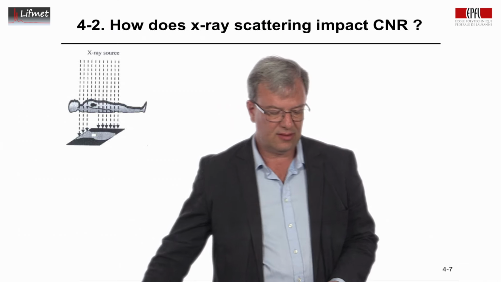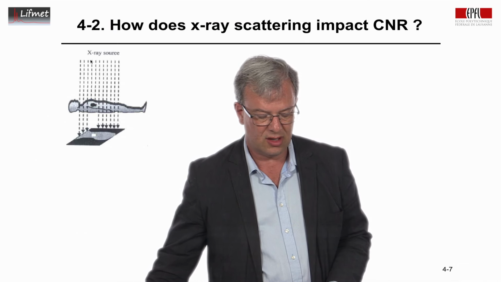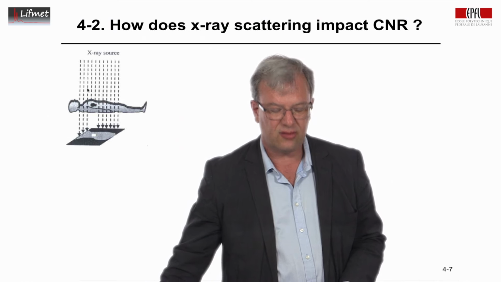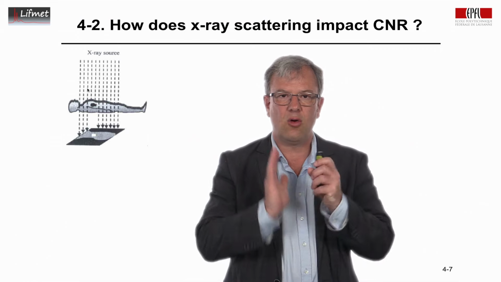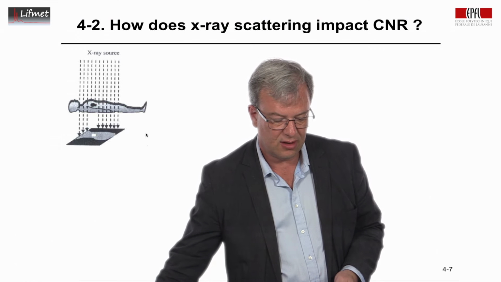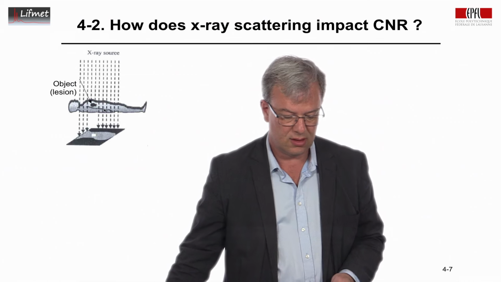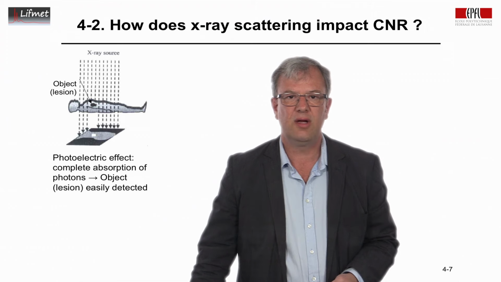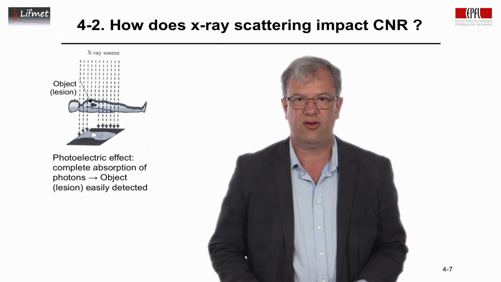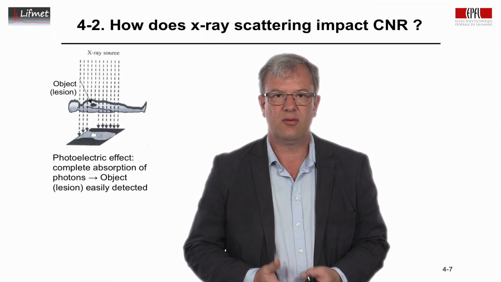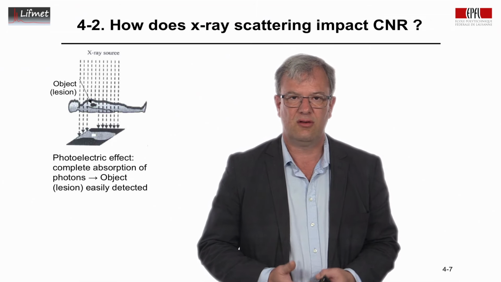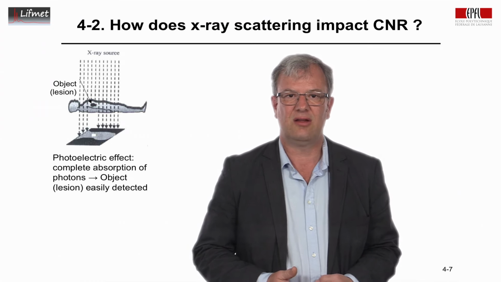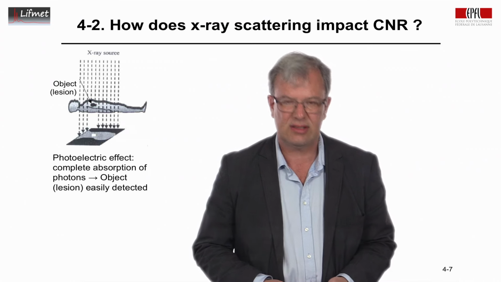Let's look here at an idealized situation. We have an X-ray source. For simplicity, I will assume, as we do for the entire course, that the X-rays are coming in a collinear, coplanar way. We have the subject here, and the subject has a lesion. This is the lesion here. And now we will assume that this lesion is producing complete absorption of the photons through the photoelectric effect, and this complete absorption obviously means that the lesion is easily detected.